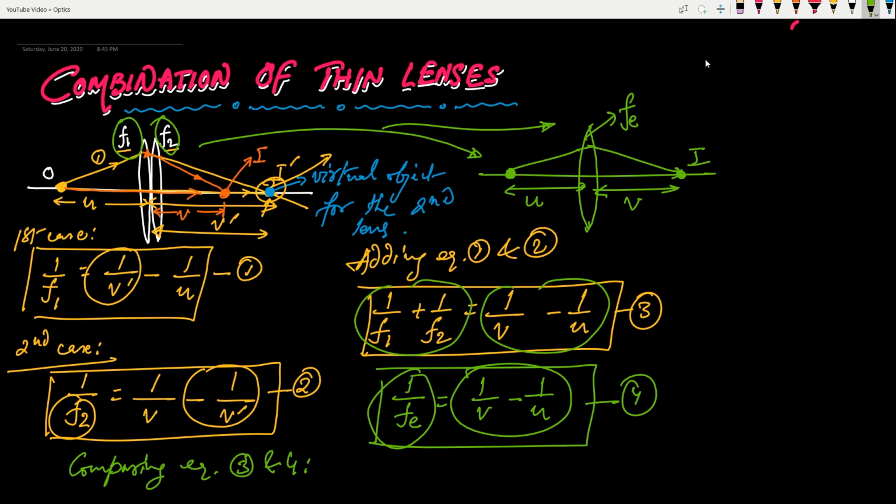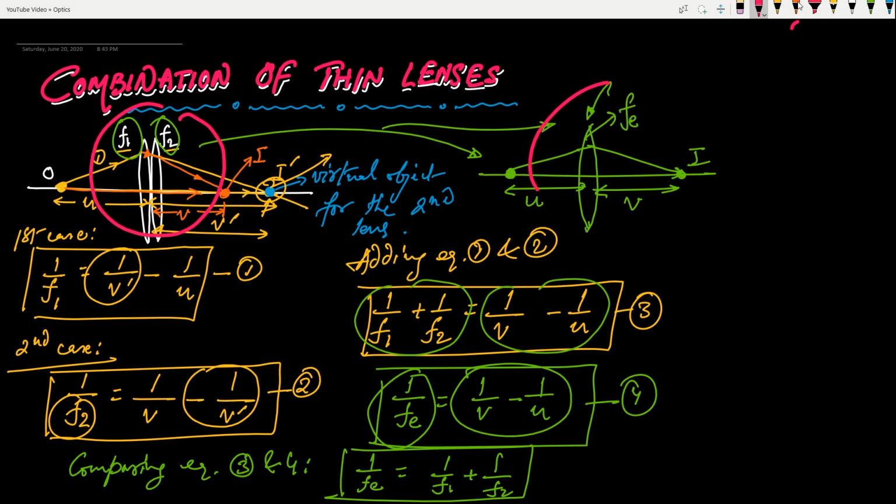Therefore, if we compare equation 3 and 4, then we can say that 1 by fe, that is the equivalent focal length for this lens, is basically 1 by f1 plus 1 by f2. Because this scenario is the same as this scenario. We are writing these two lenses as a single one, and the result will be the same. So we can say that the equivalent focal length 1 by fe is equal to 1 by f1 plus 1 by f2.